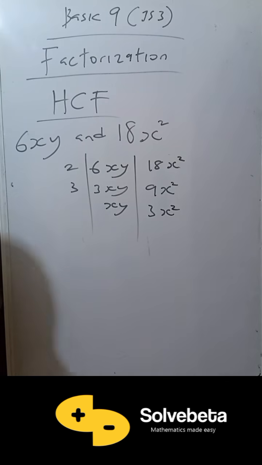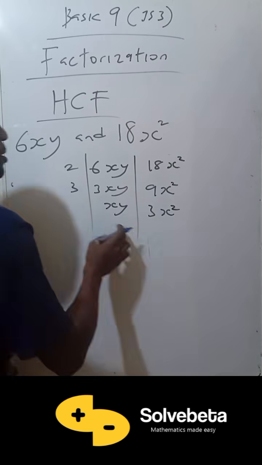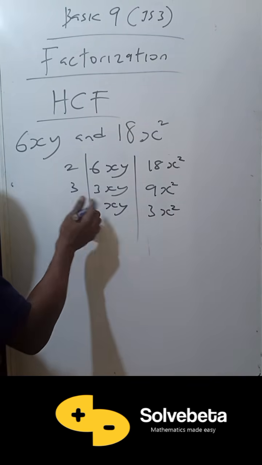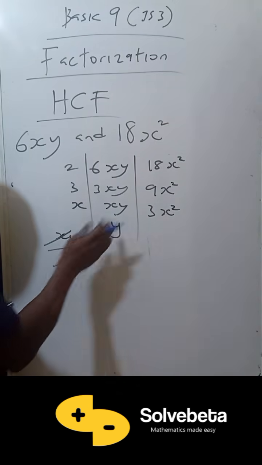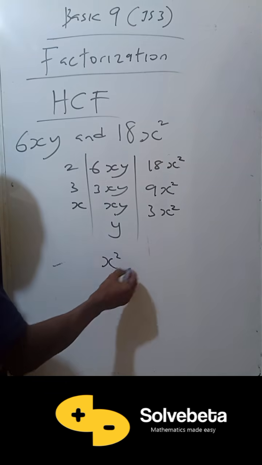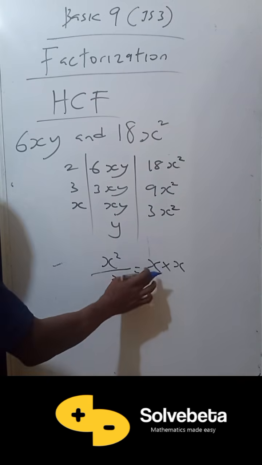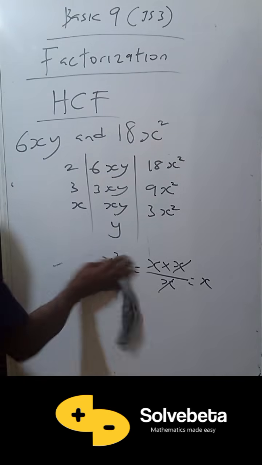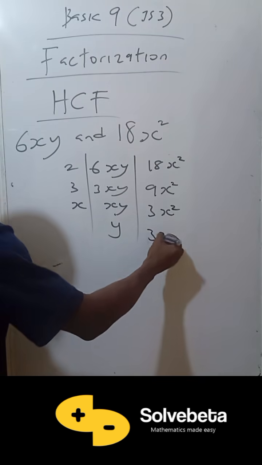So we now move to letters. Which letter can divide both of them? You see that there's x and there's x. It means that this can be divided by x. Let's divide by x. xy divided by x: x will cancel x, you are left with y. Now x squared divided by x. Don't forget that x squared is x times x. x will cancel x, you are left with x. So 3x squared divided by x, don't forget the 3, you have 3x.